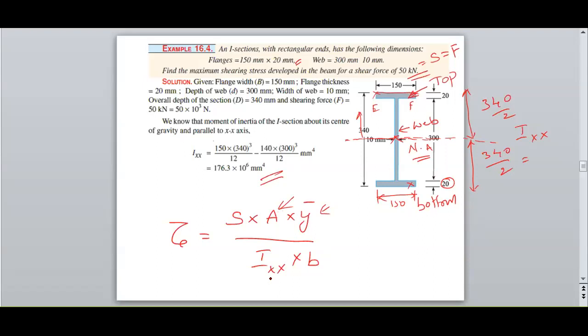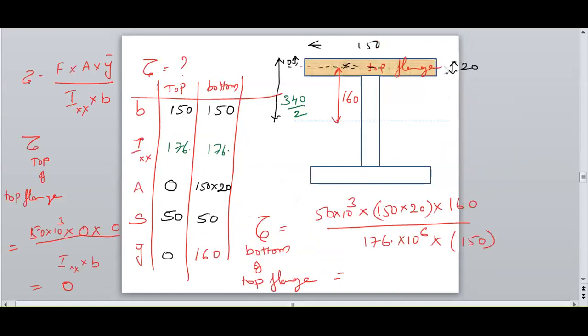So here Ix is known and S is known, and A, Y and B will be varying along the depth. The area will be varying and Y bar will be varying and B will be varying. So here I am considering only the top flange, whose width is 150 and the depth is 20 mm.